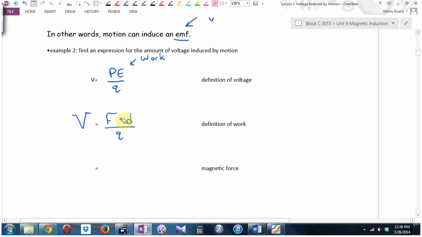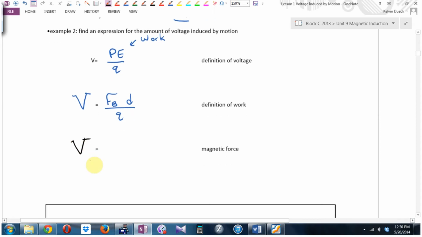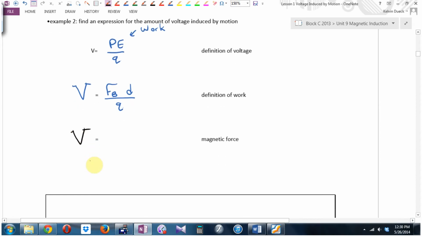I'm going to erase the times. FD over Q. But which force? I would argue magnetic force, F subscript B. Make sure the B is a subscript. I'm not saying times, right? That's the force. Wasn't the magnetic force QVB times distance over Q?